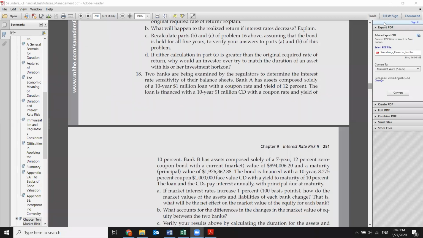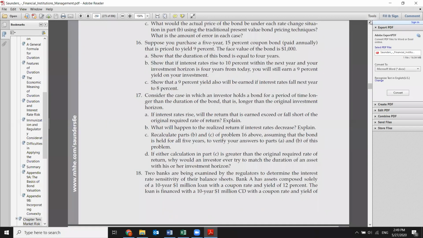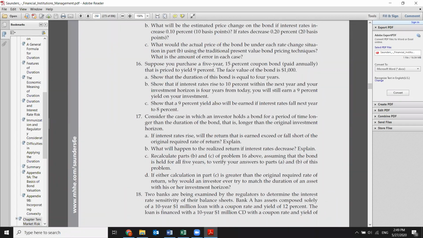So in here, suppose I'm going through question 16, okay? Question 16. Suppose you purchase a 5-year 15% coupon bond that is paid annually, which is priced to yield 9%. So YTM is equal to 9%, and the face value of the bond is always 1,000. With the first calculation, it asks to calculate the duration of the bond.